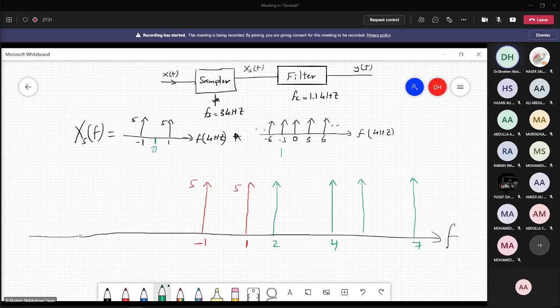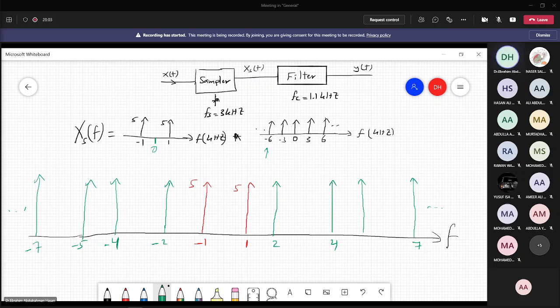Okay, similarly with minus 3. This one will be equal to 1 minus 3, which is minus 2. And this one will be minus 3 minus 1, minus 4. Then with minus 6, minus 6 plus 1 is minus 5, and minus 6 minus 1 is minus 7. And so on.